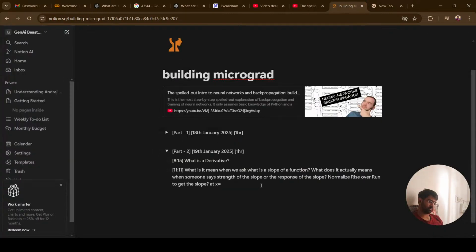At x equals 0.67, the slope comes to be 0. That means if we increase x by 0.001, then also the slope will be 0 only.